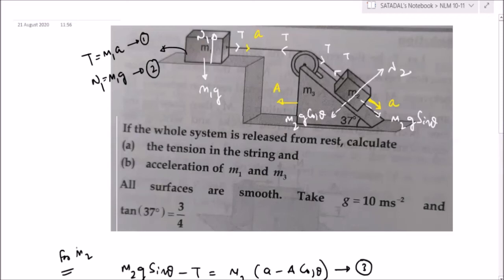Sir, why didn't we separate the angle for capital A, but separate the angles for small a, like A cos theta, A sin theta? Because the block is moving along the wedge surface. Now, since the block's acceleration is given relative to the wedge surface, so it is. Okay, come, I will give you one example, a very simple example you take.